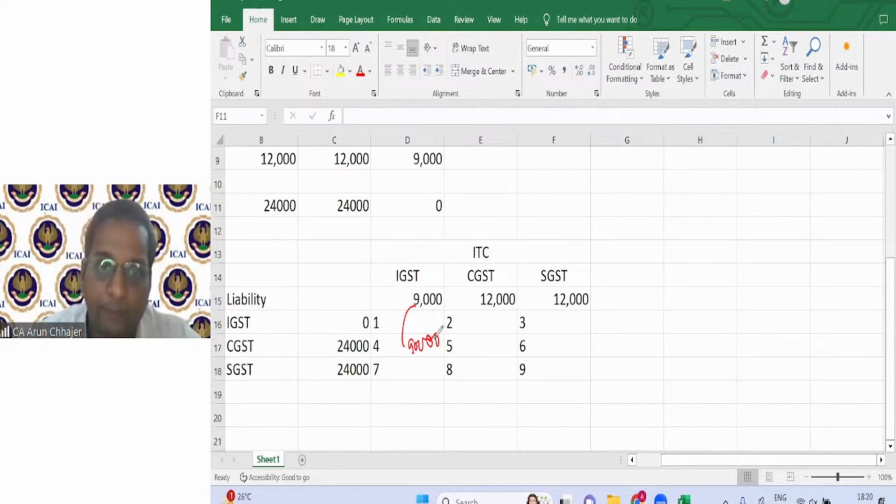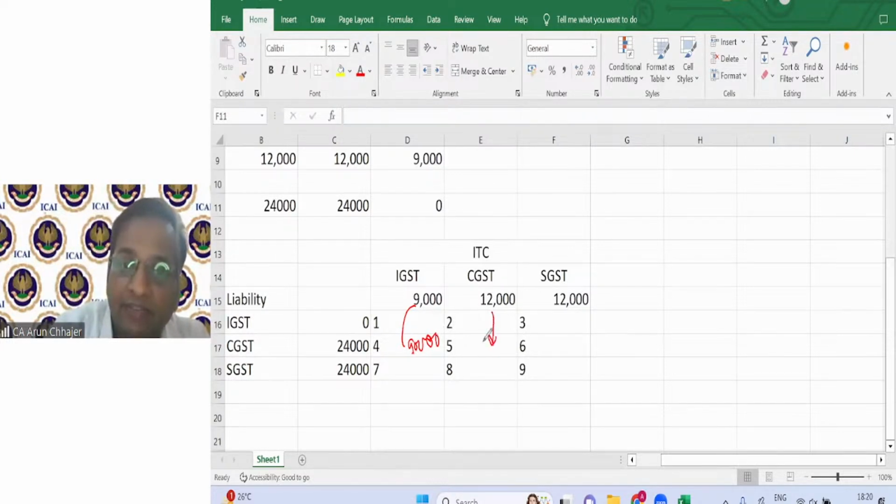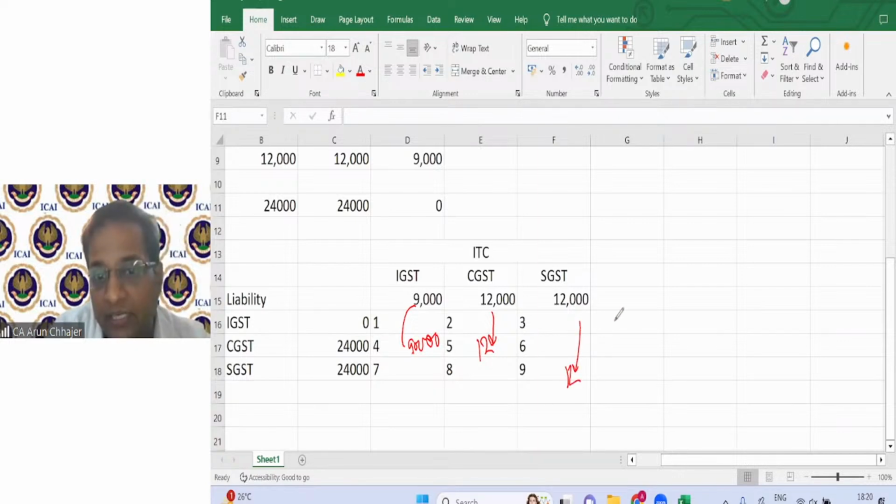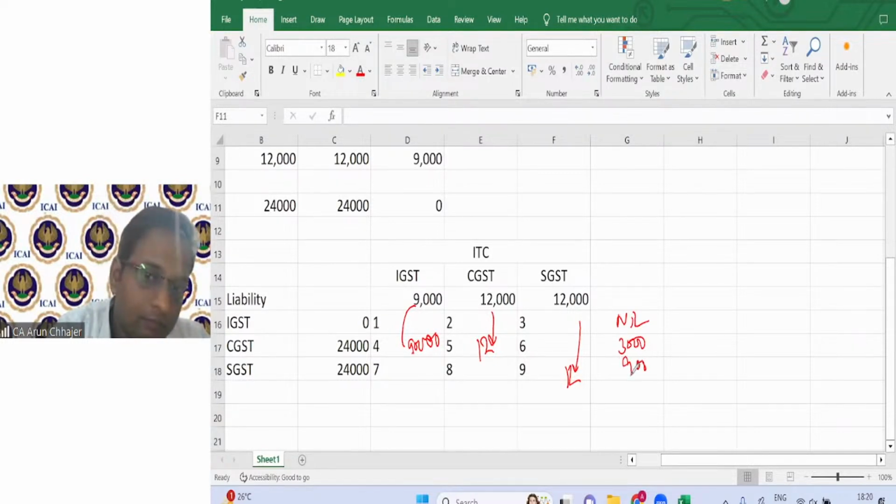I have the choice. Now, because it has the very lesser amount, 12,000 and 12,000. So balance liability I का nil है. C का, it would be 3,000. It would be 12,000. ना?